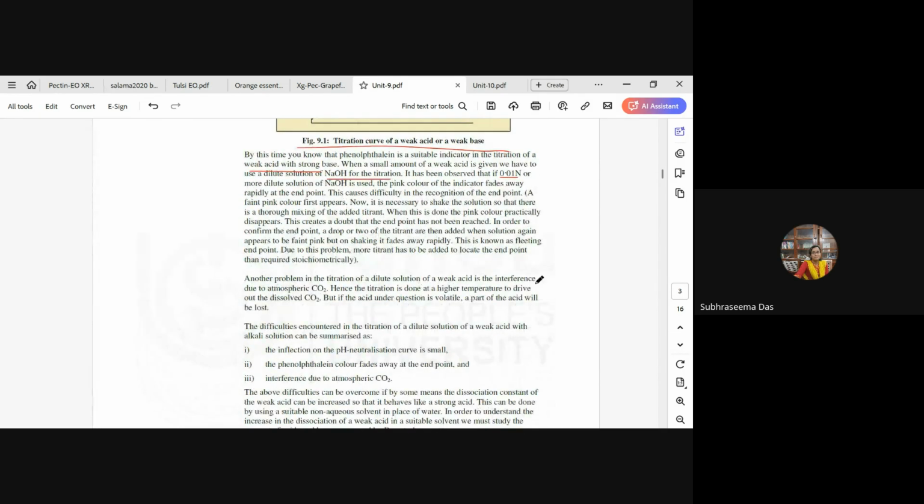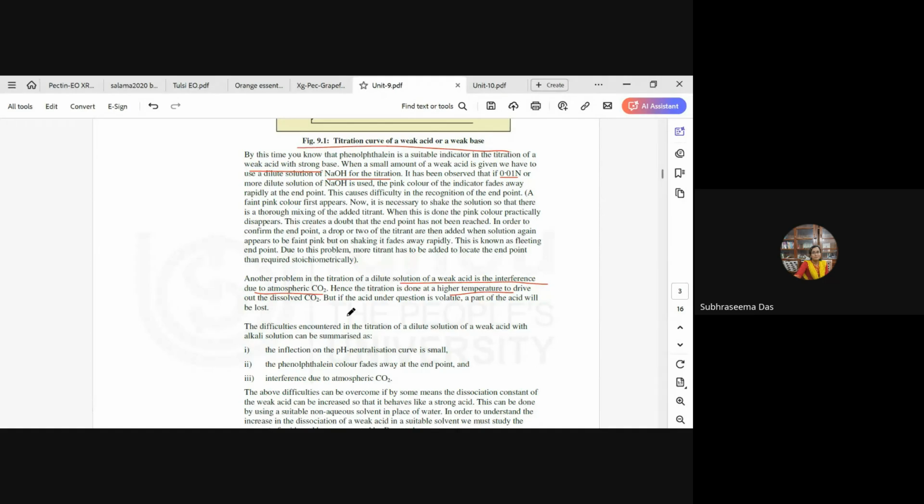Another problem in the titration of a dilute solution of a weak acid is the interference due to atmospheric carbon dioxide. The carbon dioxide present in the environment interferes in the titration of a weak acid. Hence we perform the titration at a higher temperature to remove the dissolved carbon dioxide. But whether all the carbon dioxide has been lost or not, we don't know. Since we are using a weak acid, there is also a possibility that a part of the acid will be lost due to the heating.